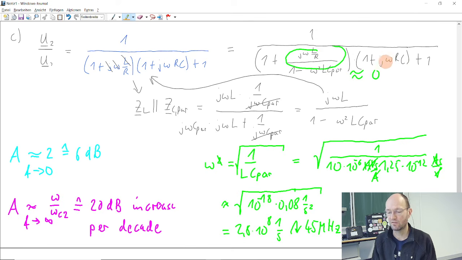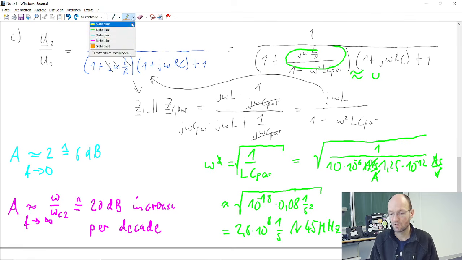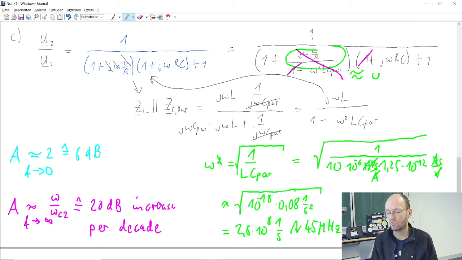And in the second case, we can still neglect the 1. So in this case, we can neglect the 1 at first, but then we can neglect this whole term. And so what is left is 1 times j omega RC, and RC was the same as 1 over the second corner frequency. And that's why we get this term here from this case. And we only get this 20 dB increase per decade anymore.